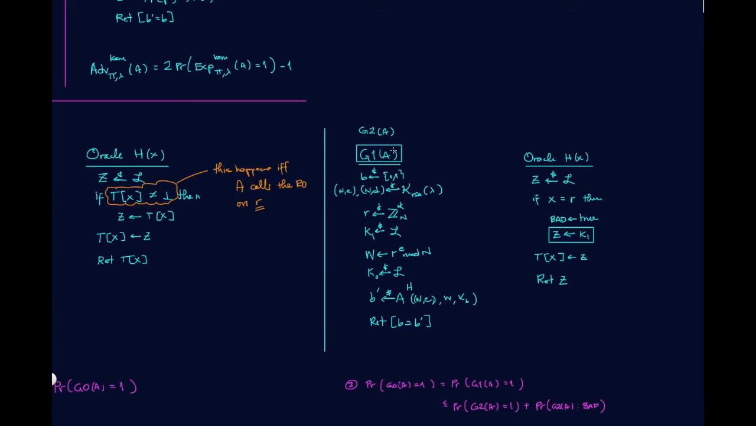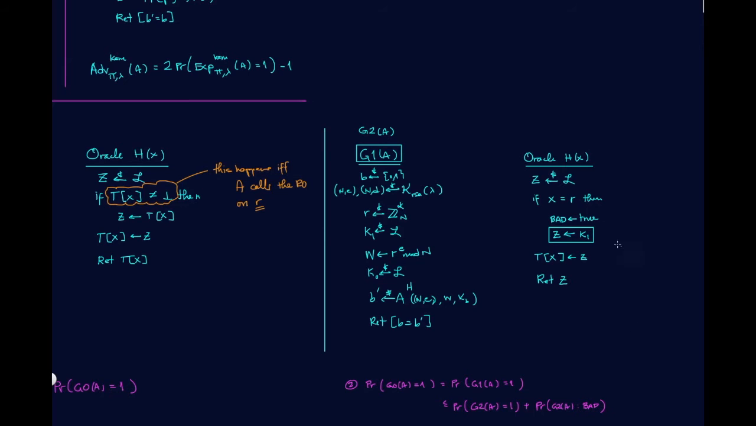Now, I've created from G1 a second game. So G1 includes this box statement, and G2 does not. So this is not here in G2. And because G1 and G2 are identical until bad, we know that we can write the probability of G1 returning 1 is upper bounded by the probability of G2 returning 1 plus the probability that G2 happens to set bad.